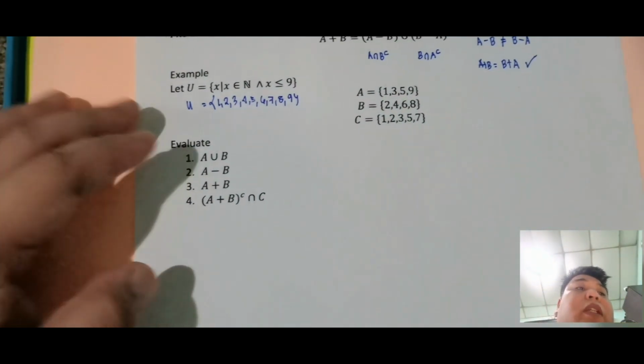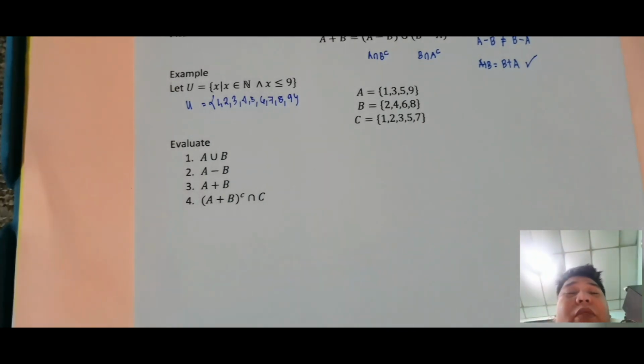Basically, ito yung mga una mong gagawin. I-check mo muna yung laman ng U. Gawin mo muna ng rule method or roster form, para at least nakikita mo yung totality o yung laman talaga ng U natin.